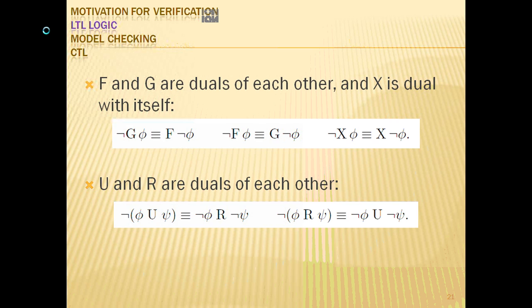Now the next set of equivalences: F and G are duals of each other and X is a dual with itself. That is, ¬Gφ = F¬φ, and ¬Fφ = G¬φ, and ¬Xφ = X¬φ. Another set of equivalences is that until and release are duals of each other, and the equivalences are shown.